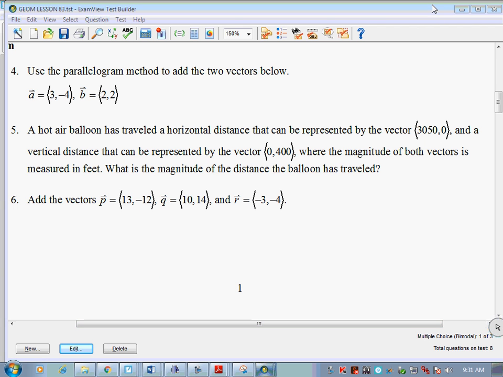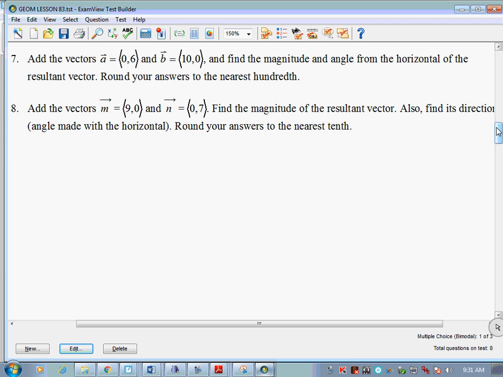All right, 7 and 8, and then we're out of this. Add the vectors 0, 6 and 10, 0, and find the magnitude and angle from the horizontal of the resultant vector. Round your answer to the nearest hundredth. So this does add a couple of things. Well, let's go ahead and add the vectors first off. 10 and 6, right? 10, 6. Okay, so we added the vectors.